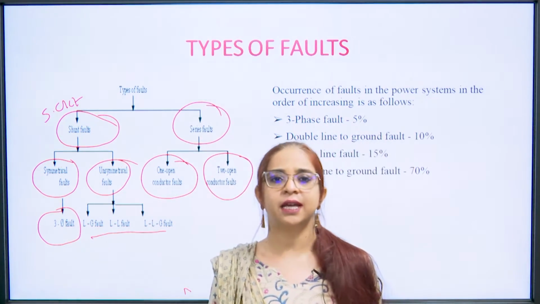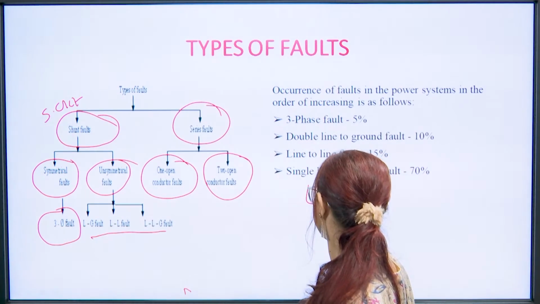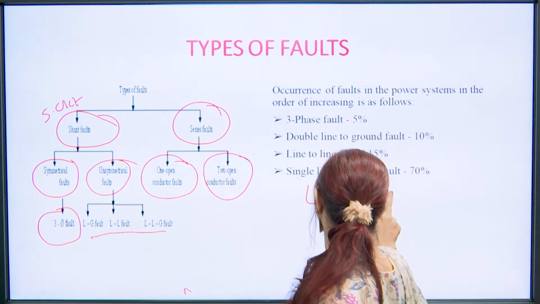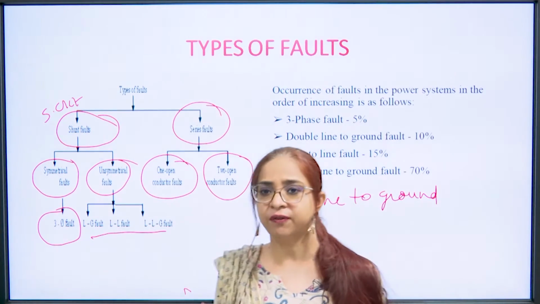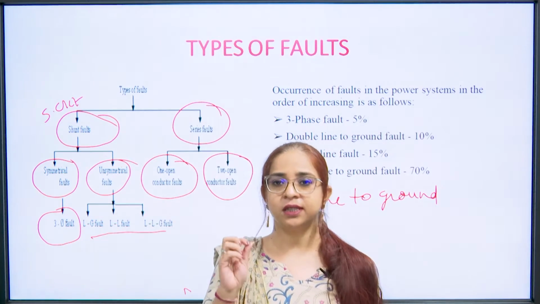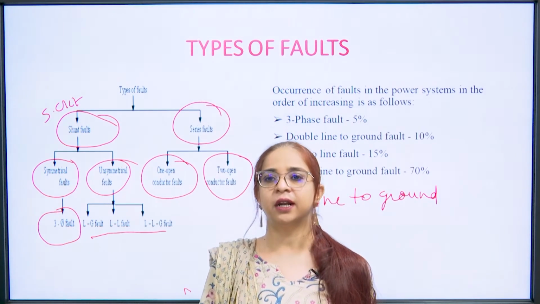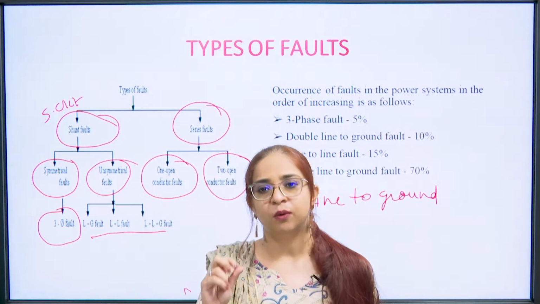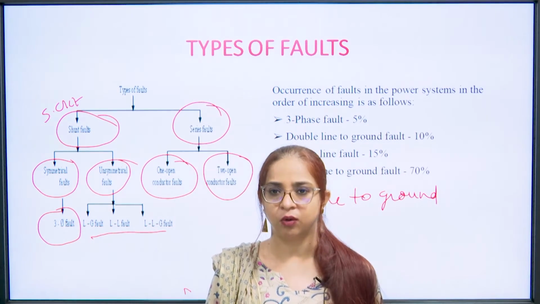One is called as LG fault, commonly known as line to ground fault. Now what happens in line to ground fault? Any particular line of three phase, it may be phase A, phase B, phase C, any one is connected to ground. That means there is a short circuit occurrence between one line and ground. It is also called as single line to ground fault.